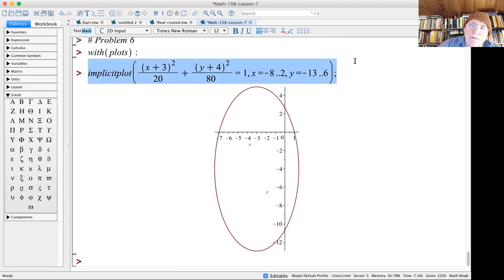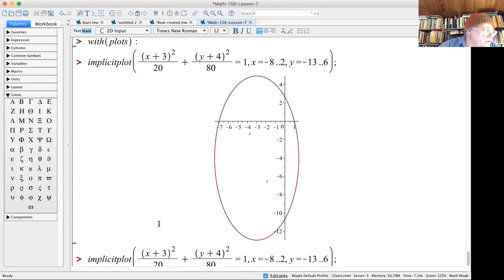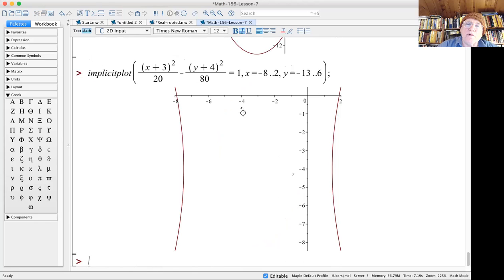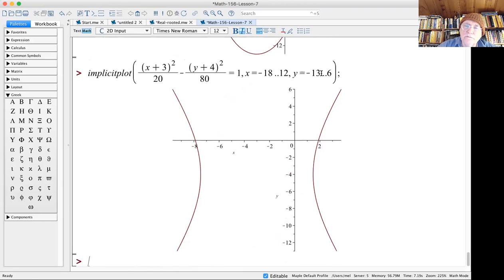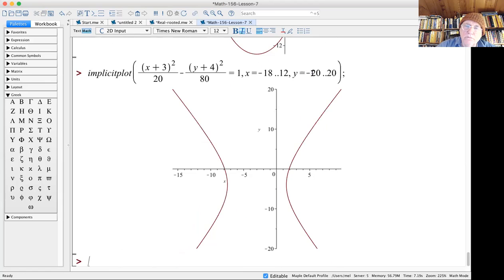Now there's another curve I want to plot, and I want to plot them together, but just for fun, I want to plot them separately first. This is almost the same, except there's a minus sign here, which makes this a hyperbola. It's looking more and more like a hyperbola.